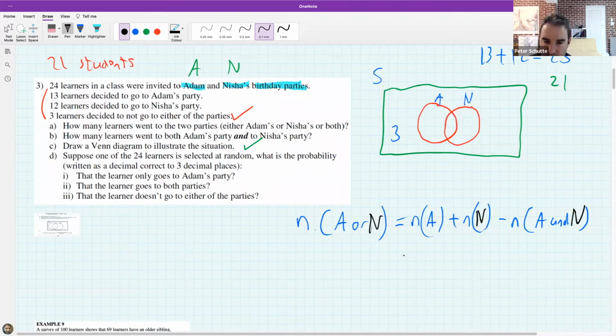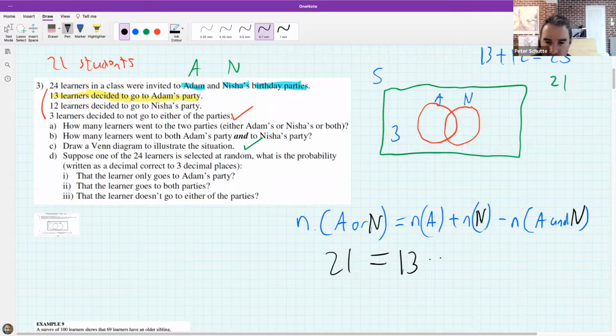So we know how many students are there in A or N. We know that there's going to be 21, so that is standing for this whole region over here. It's 24 minus 3. Okay, so that region is 21. How many students are there in A? We know that there are 13, and that comes from this.